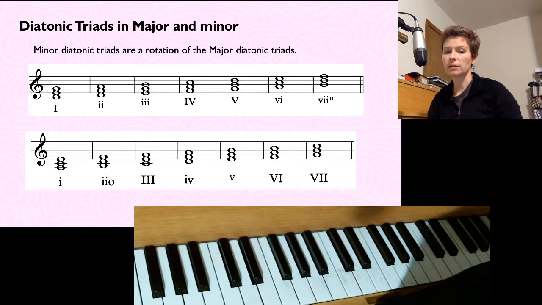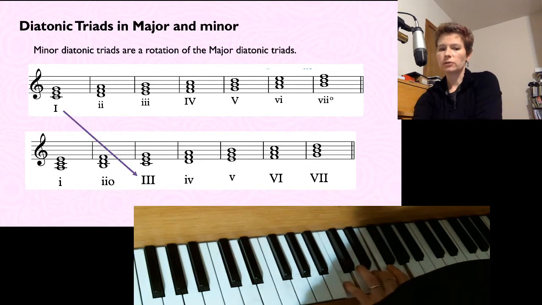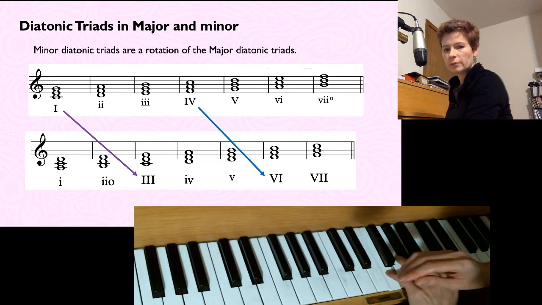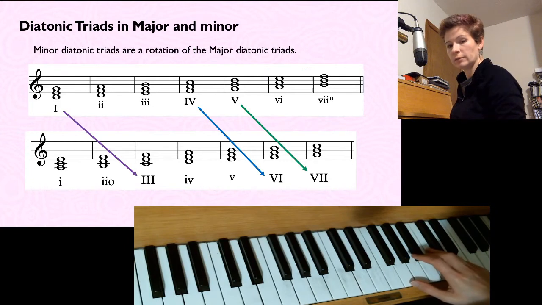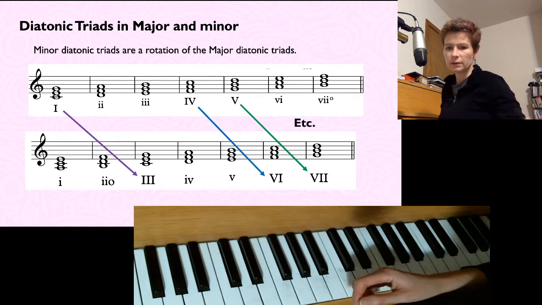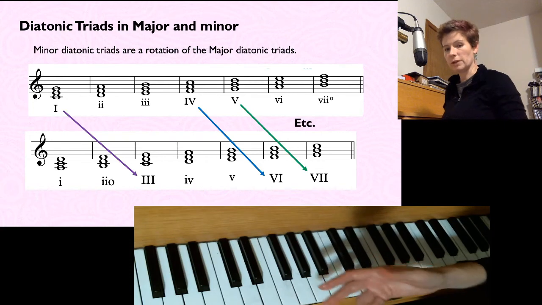If we compare the diatonic triads of major and natural minor, we see that all the triads in major are the same as those in minor, just rotated to occupy different scale degrees. So for example, a C major triad, which would be Roman numeral 1 in C major, turns into Roman numeral 3 in A minor. Likewise, this F major triad moves from scale degree 4 to scale degree 6, and this G major triad moves from scale degree 5 to scale degree 7, and so on and so forth. This makes sense because we know that natural minor is just a rotation or mode of the major diatonic scale.